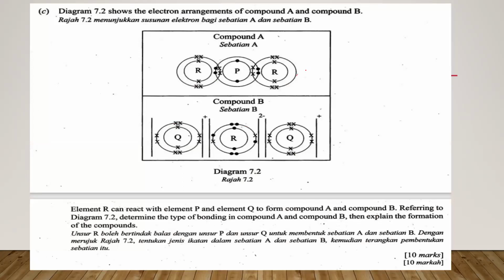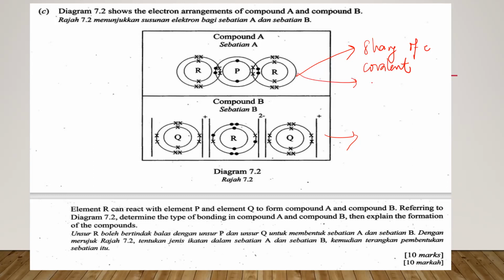Can I have one person telling me which one is ionic, which one is covalent? Rather simple here. Vin, you tell teacher. Which one is ionic, which one is covalent? A is covalent. Okay, how do you know it's covalent, Vin? Sharing electrons. Okay, sharing of electrons. Correct, I agree with Vin. Okay, A is covalent.